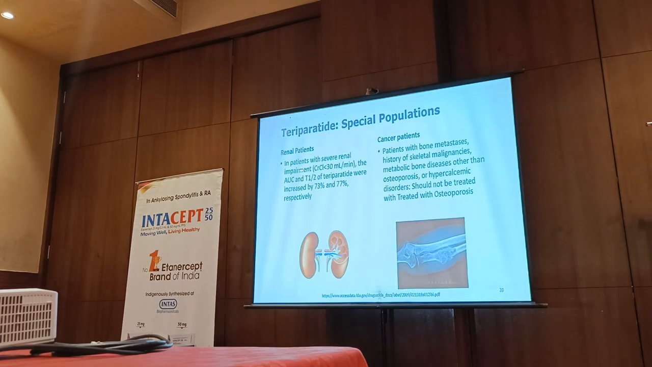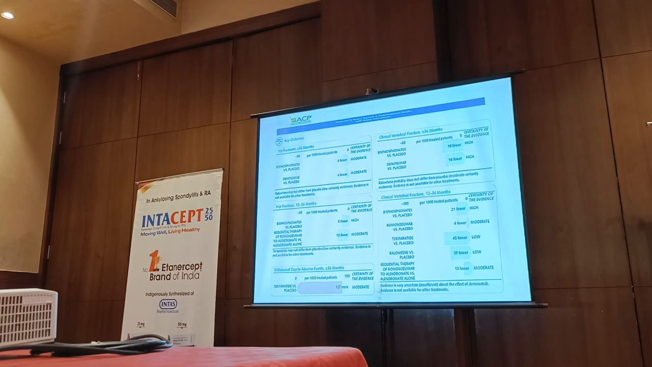Now, some special populations. In the case of renal patients, depending on clearance, we either have to stop or do a dose modification. In cancer patients with bone metastasis, we cannot use drugs like teriparatide. Now here are the different recommendations.